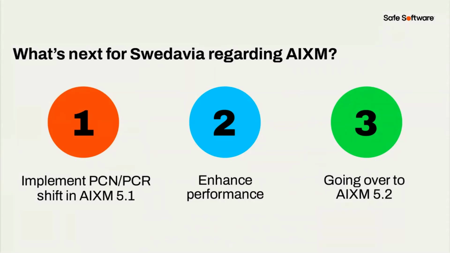Okay, moving on. So what's next? Well, Swedavia will have to implement the PC and PCR shift in AIXM 5.1. I guess some of you listening are familiar with that problem. And then we have a lot of enhanced performance jobs. And there we come to, should we still use master workspace and child and job submitting, or should we start using automations of some kind? Should we continue to read data from the WFS, or should we push on that we actually want to read from the database? That's the one I'm lobbying for. And then sometime later, going over to AIXM 5.2. Not sure when, but it's on the horizon somewhere.